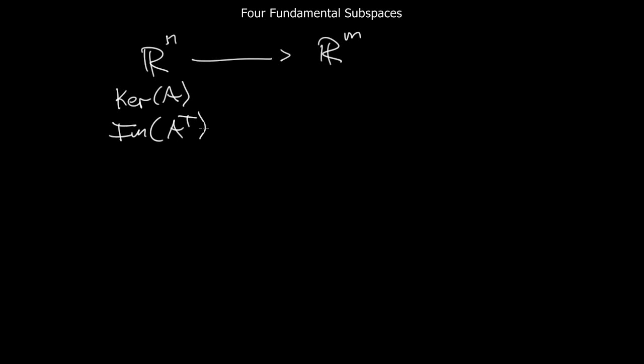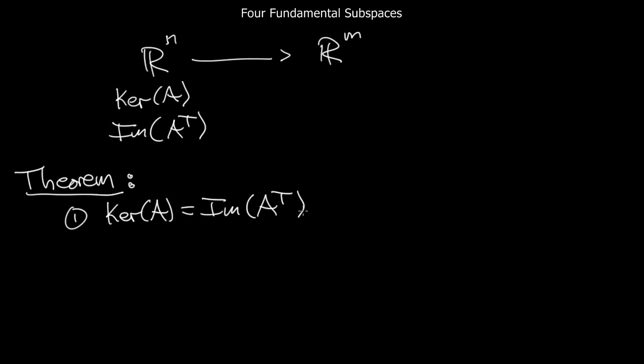Okay, so here's the picture again. You have R^n and R^m. And over here we have the kernel of A, or the null space of A, same thing, and the image of A transpose. And I'm just going to look at one side for the moment. The theorem is the following. It says that the kernel of A is precisely the image of A transpose perp. These two subspaces are each other's orthogonal complements. And, well, that's the key fact.